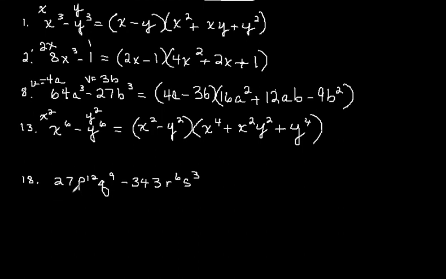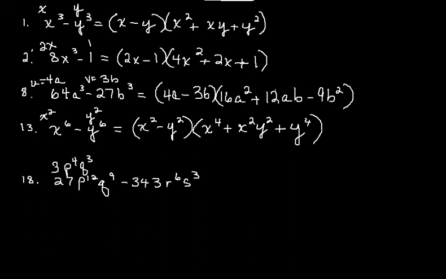So what times what gives me 27? So that's 3 times 3 times 3. This one's pretty tricky. What times what gives me p to the 12th? Well, if I have p to the 4th cubed, don't I get p to the 12th? And q to the 3rd cubed gives me q to the 9th. This one here is a little tricky. I'm just going to show you how I would do these.